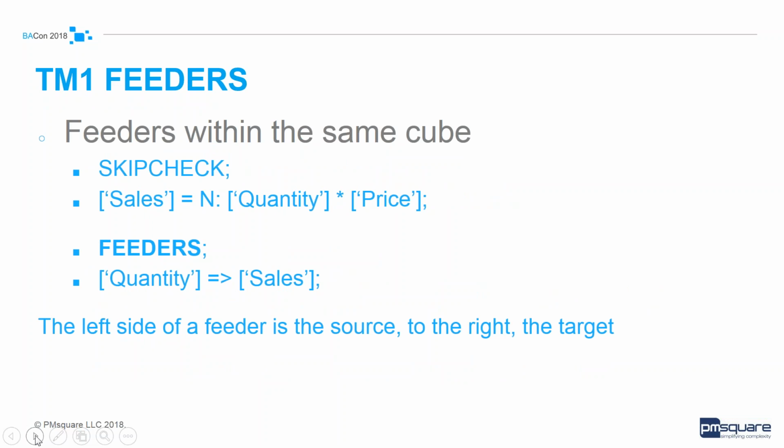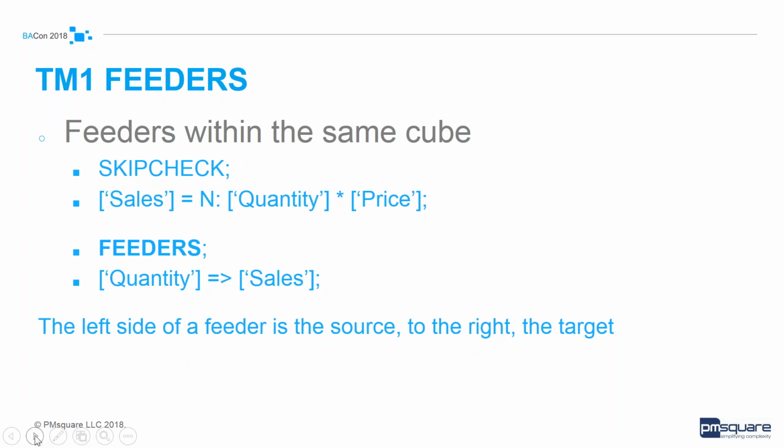Looking at feeders within the same cube, here we have our simple calculation again of quantity times price equals sales. And we have a feeder. Quantity is pointing to sales. Why did I choose quantity to feed this rule? Because I only want to feed sales when there's a quantity sold. If nothing is sold, then the feeder will not fire. This makes skip check more efficient because he can skip a cell with no sales.